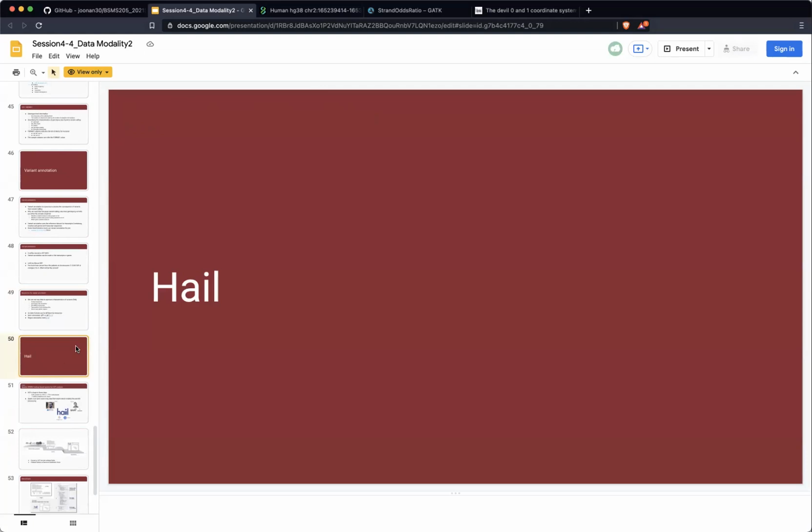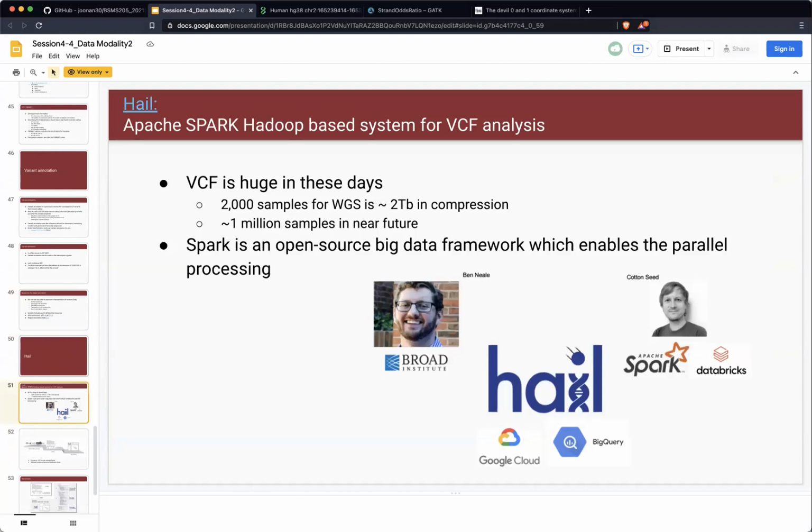Okay, so the last step of the VCF information is a very specific program called HAIL, right? HAIL is the latest genomic analysis framework. If you want to analyze large genomic data sets from patients, then you have to use this program, right? So think about the VCF file: if you want to analyze 2,000 samples from whole genome sequencing, the output file is about 2 terabytes compressed. If you decompress the file, it will be like 10 or 20 terabytes.